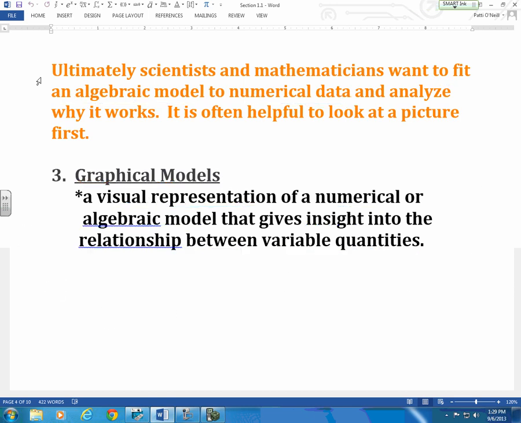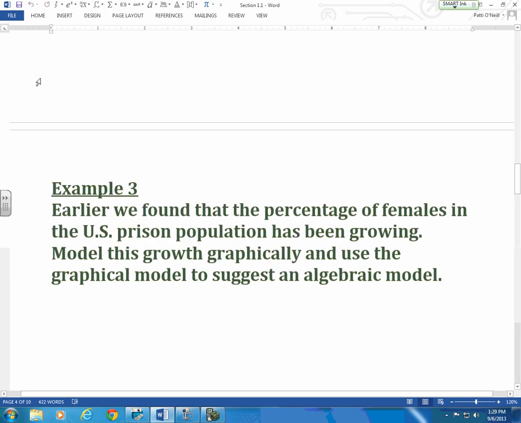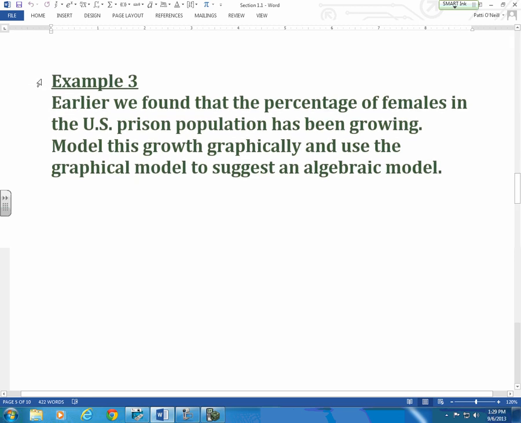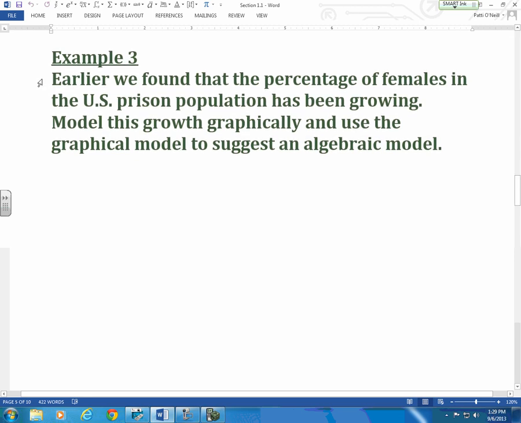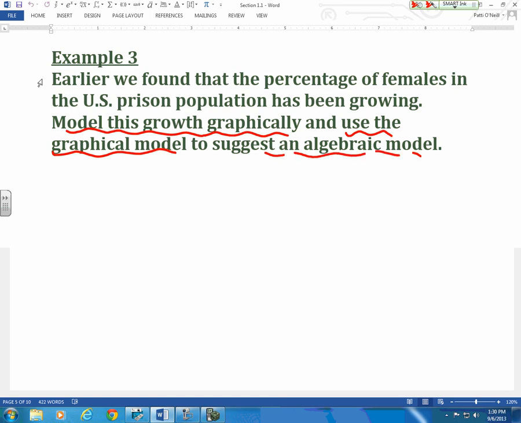But we're going to go back to that table we looked at earlier in this third example. This example says, earlier we found that the percentage of females in the U.S. prison population has been growing. We agree to that because we looked at that proportion. Model this growth graphically, and use the graphical model to suggest an algebraic model.